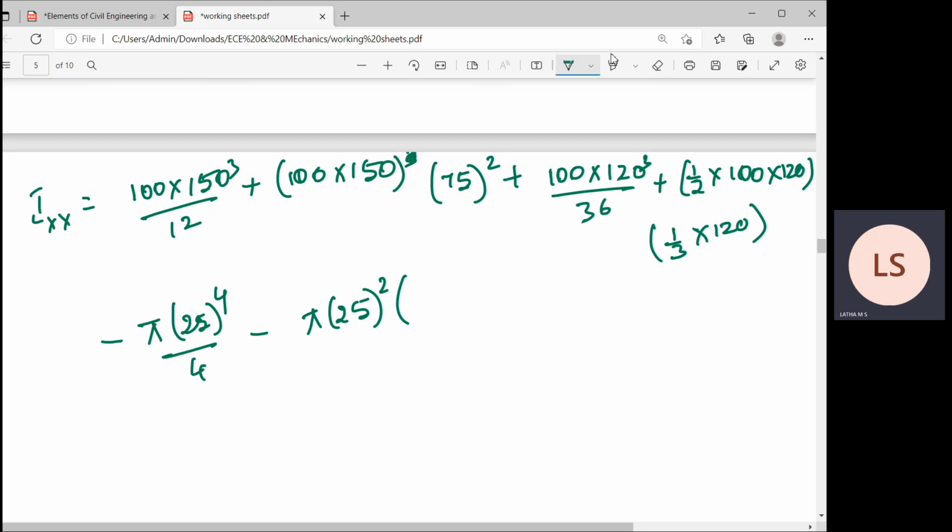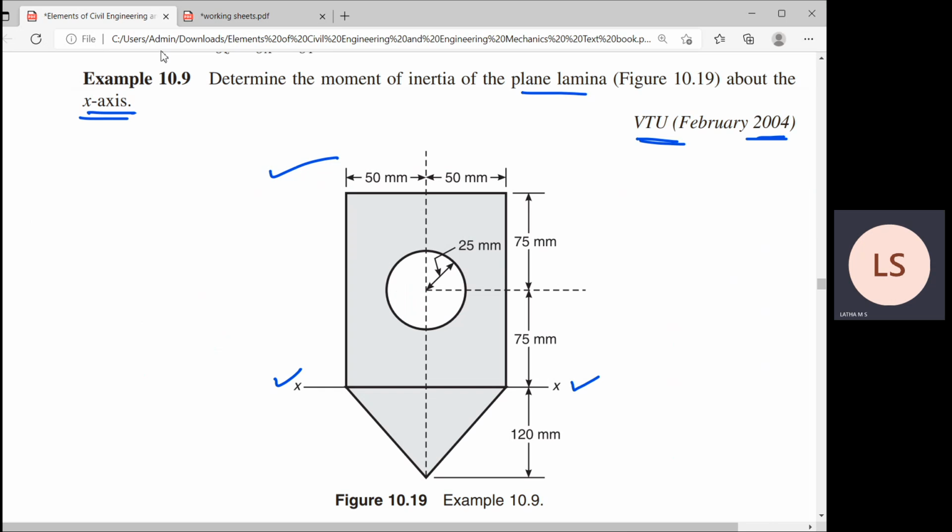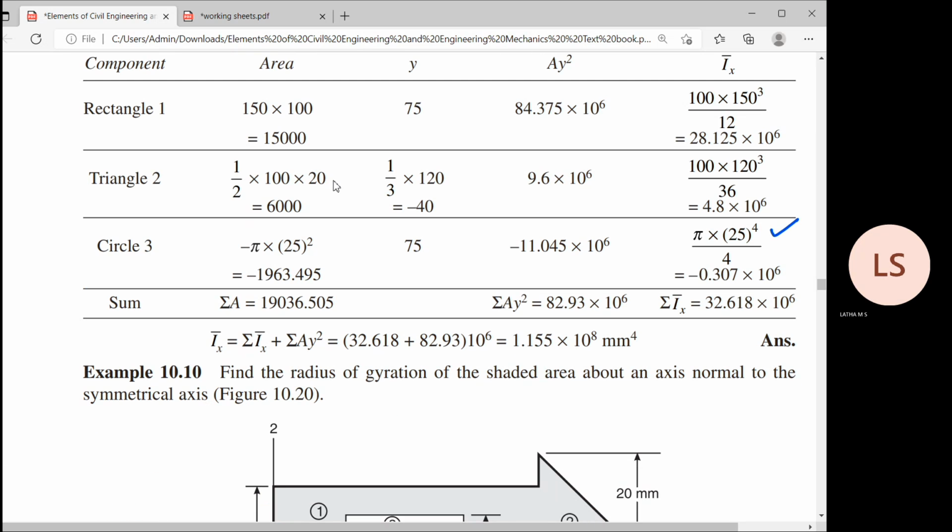Yeah, I forgot the square here. And here, what is the distance? The perpendicular distance. So therefore, upon substituting everything and calculating, the final answer you'll end up with is 1.155 into 10 power 8. This is the final answer you'll be getting upon calculation.